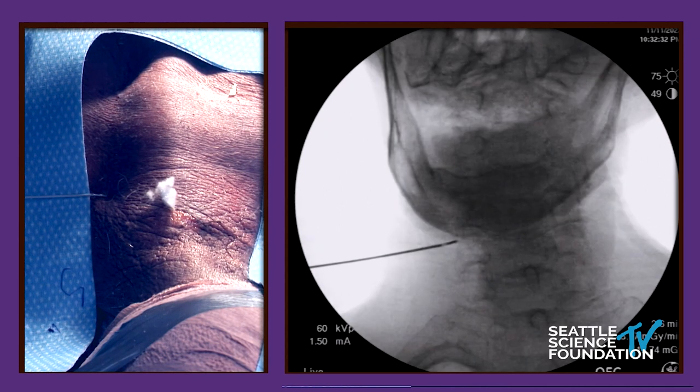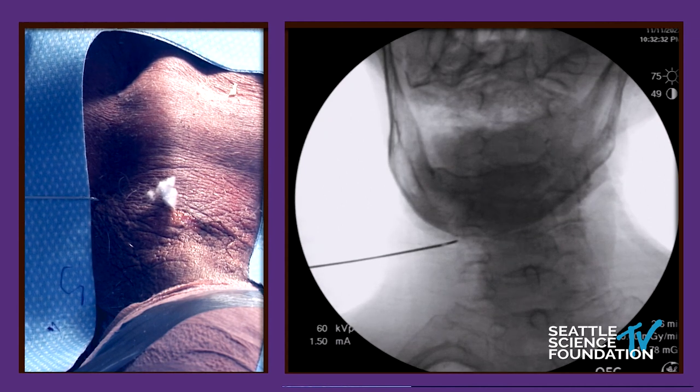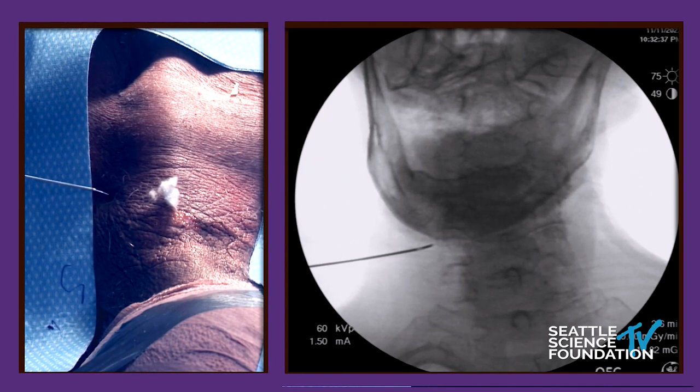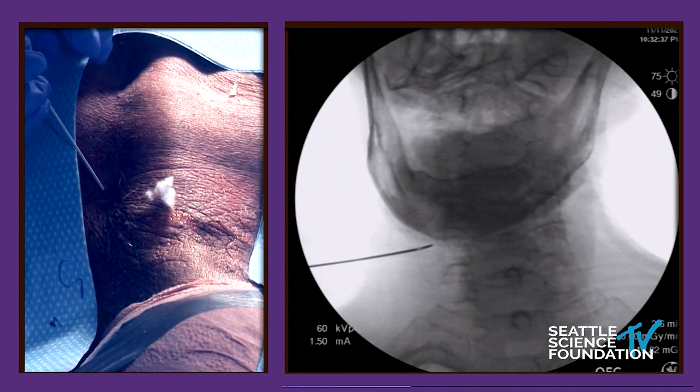Thank you. Okay, so what I'm doing, as I described, picture please, is obliquing that 5 to 10 degree measurement from an AP so that when I place my needle in a gun barrel view targeting the medial branch, it's going to be able to just very slightly come around the corner to where that medial branch climbs.